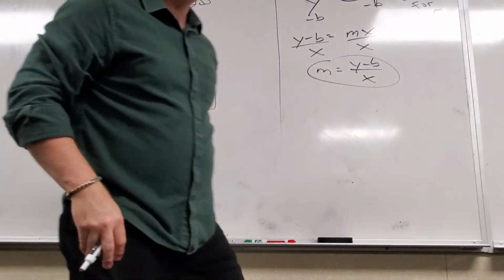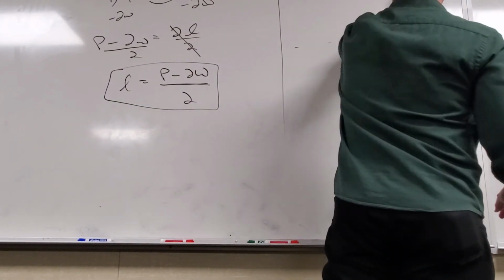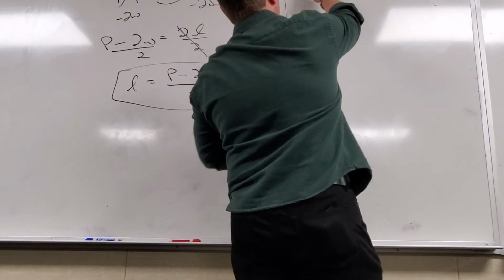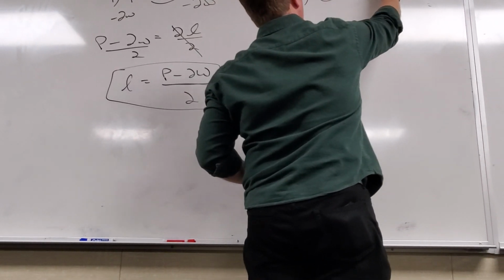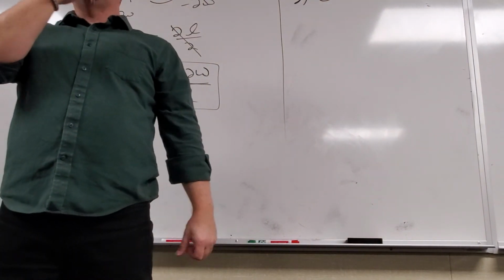Okay. So what about the next one? Let's see. Anybody know what that formula is for? C equals 2 pi r? Yeah, buddy. Circumference, right?